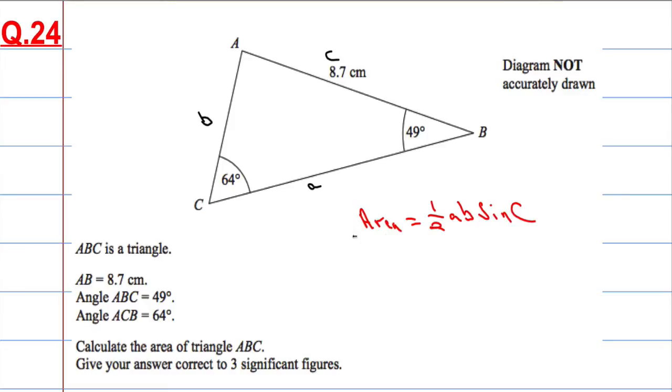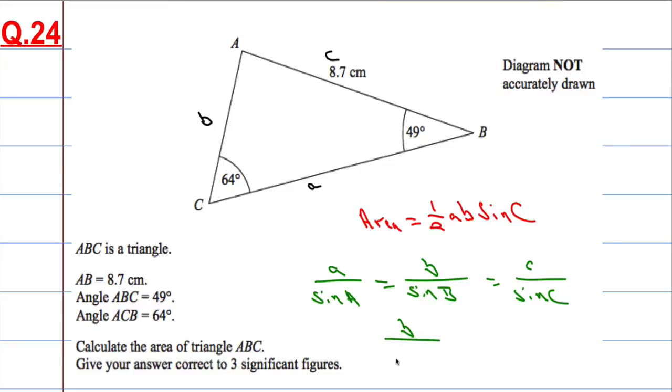So in order to calculate one of the sides, we're going to need another formula. We're going to need the sine rule. And the sine rule states that A over sine of the angle at A is equal to B over sine of the angle at B, which is equal to C over sine of the angle C. And we only need to use two of these. In fact, let's work out B. Let's calculate B. B over sine B will equal C over sine C.